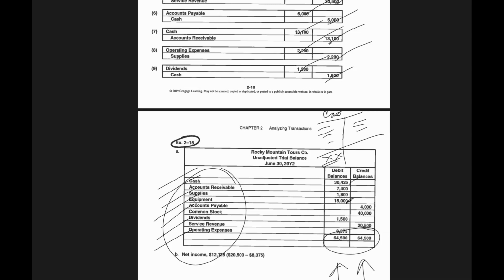In letter B, it says, what's the net income? Well, then all we're doing here is taking all of our revenues, $20,500, it's only one, less all of our expenses. There's only one expense. So our net income is $12,125. What to remember? Dividends is never an expense. It looks like, it acts like, and it smells like an expense, but it's not. That's why it's in the retained earnings section, because it's a reduction of equity. It is not an expense. Revenues minus expenses. We'll stop there for a moment.